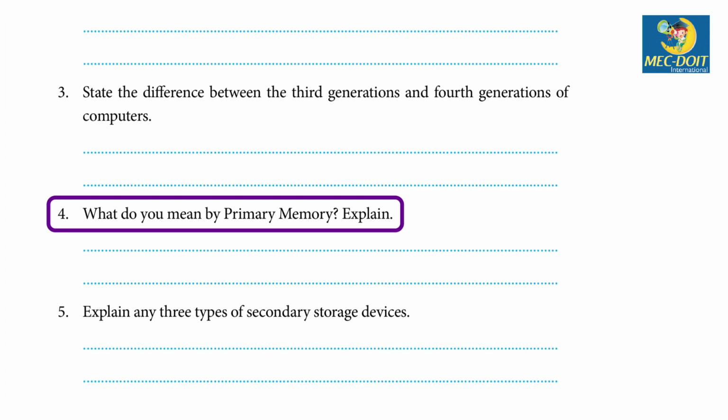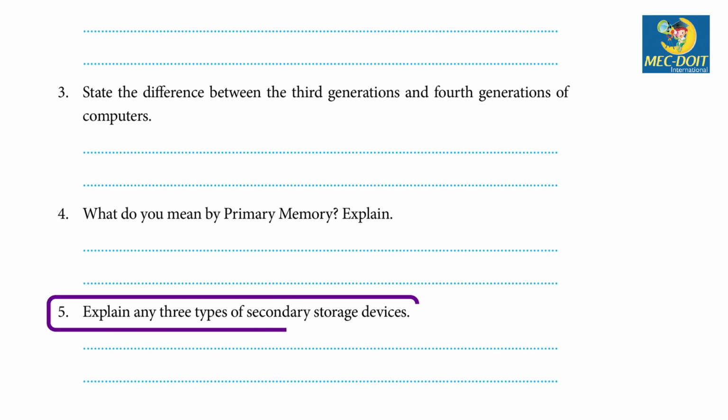4. What do you mean by primary memory? Explain. Answer: the part of the computer's primary storage, usually referred to as main memory, stores data, programs and instructions that are now being used. On the motherboard is where the primary storage is. Data can be read from and written to primary storage very quickly as a result.